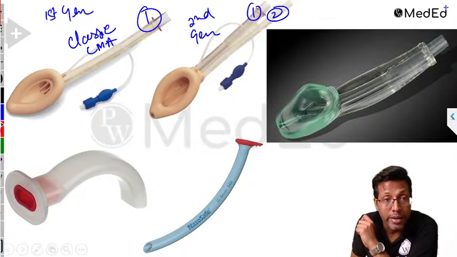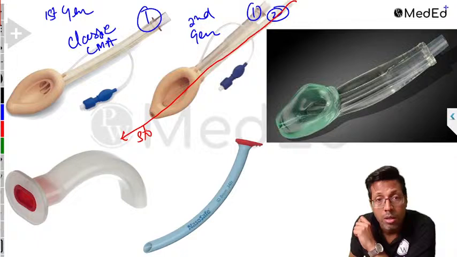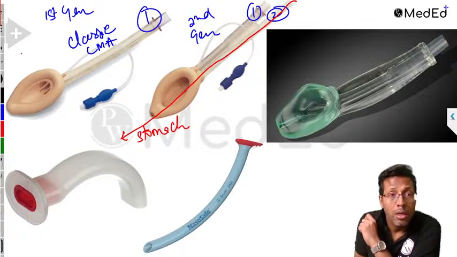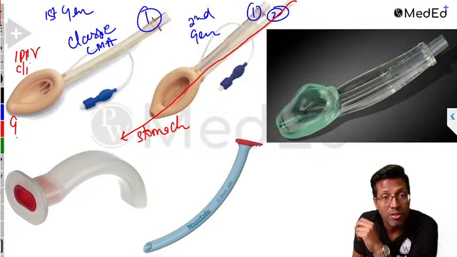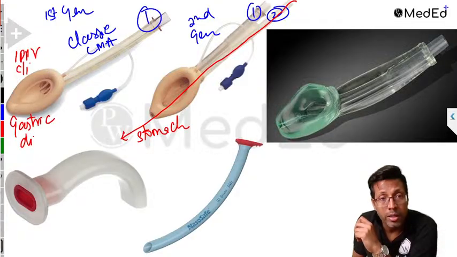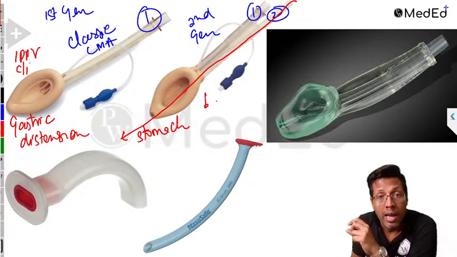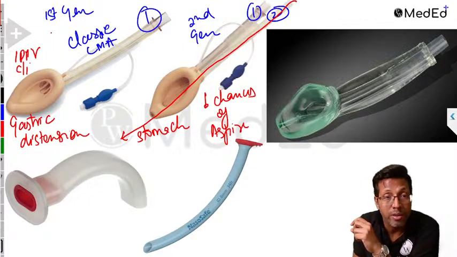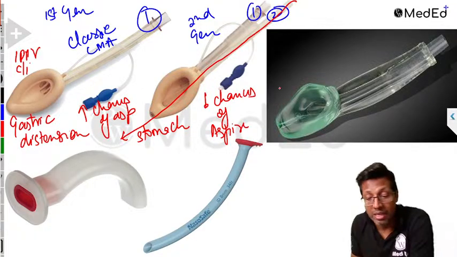This becomes second generation. The second tube is for the Ryle's tube or nasogastric tube, an orogastric tube that can go inside the stomach. The problem was that in the classic LMA, IPPV is contraindicated because, just like bag mask ventilation, it is going to cause gastric distension. Now if you put a Ryle's tube, the gastric distension is taken care of. Therefore the second generation devices help you to decrease, not prevent, the chances of aspiration. In first generation, there are high chances of aspiration, but second generation will have decreased chances.